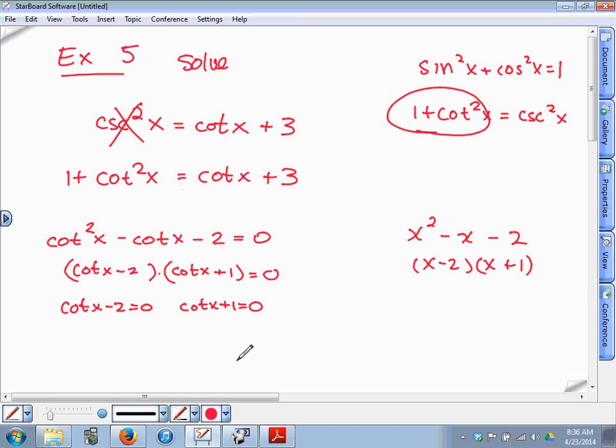How come both have to equal 0? Because we don't know which one does indeed equal 0. In order for a product to equal 0, one of these has to be. And since we don't know which one, we assume that both of them are.